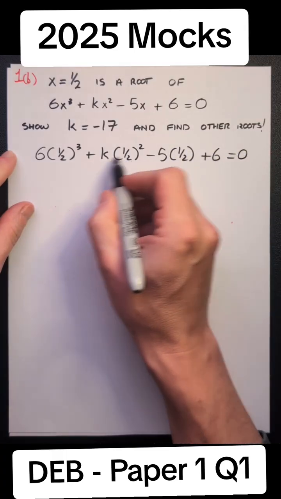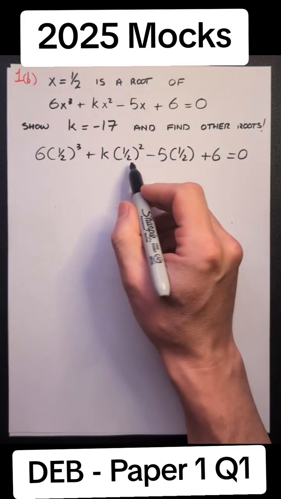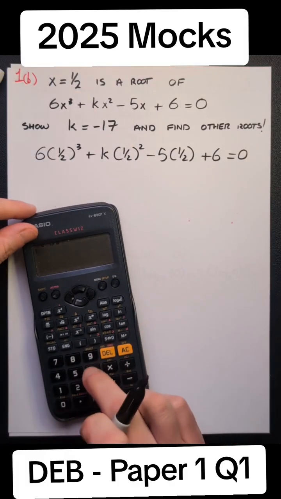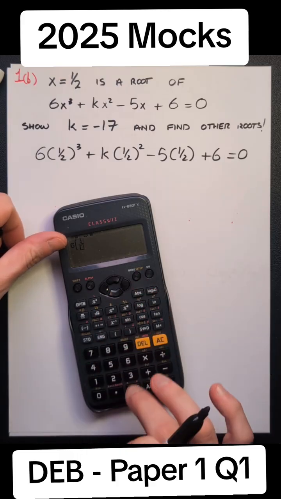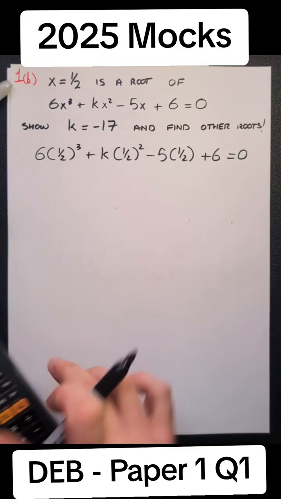If we do all this and multiply it out, to save time, I'm not going to bother, you should get an equation where you'll end up with, maybe I will do it. So we get 6 times, and we'll put in the half, and we'll put in cubed here. And that gives us 3/4 here.